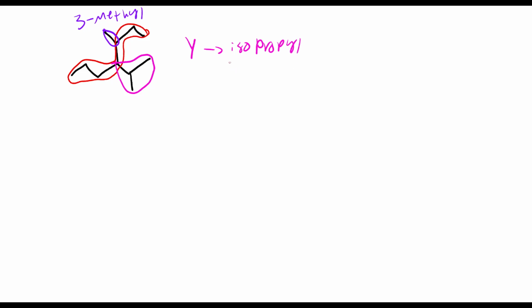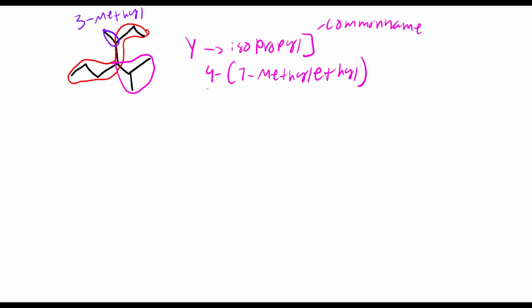This can also be noted as a 1-methyl ethyl. So it's isopropyl, but the IUPAC name for isopropyl is 1-methyl ethyl, because isopropyl is more of a common name. This is the common name. And it is on what? It is on 1, 2, 3, 4. So that is a 4. 1-methyl ethyl.